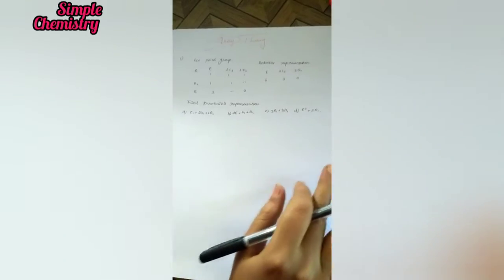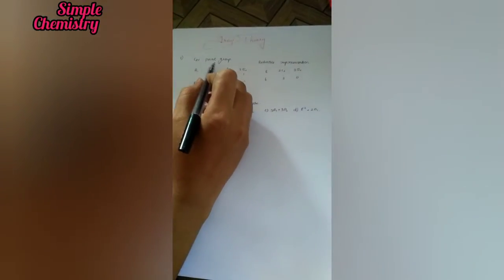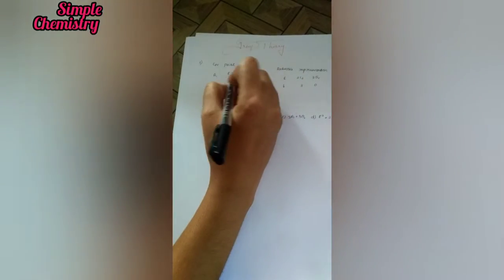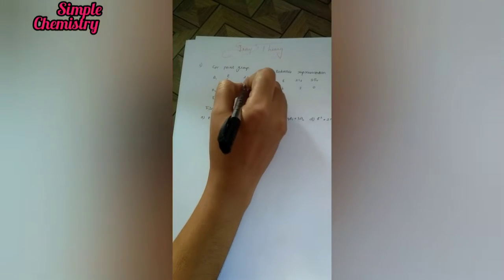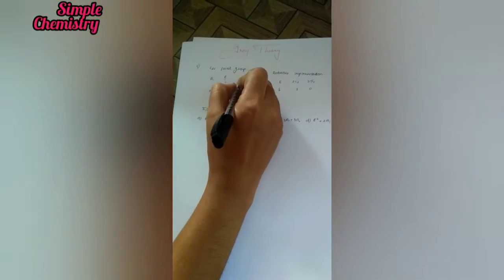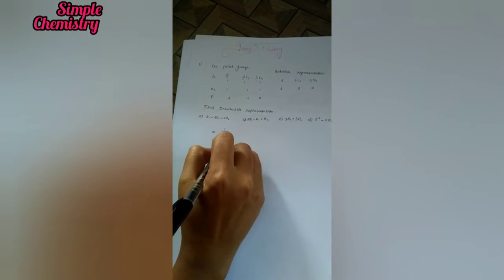Question. In this question they are asking for the irreducible representation. They are already given the C3v point group and the reducible representation. Now we have to calculate the irreducible representation. What is the formula? 1 by order. Order is nothing but here 1 E, 2 C3 and 3 sigma v. So 1 plus 2 plus 3, totally 6. So 1 by 6.